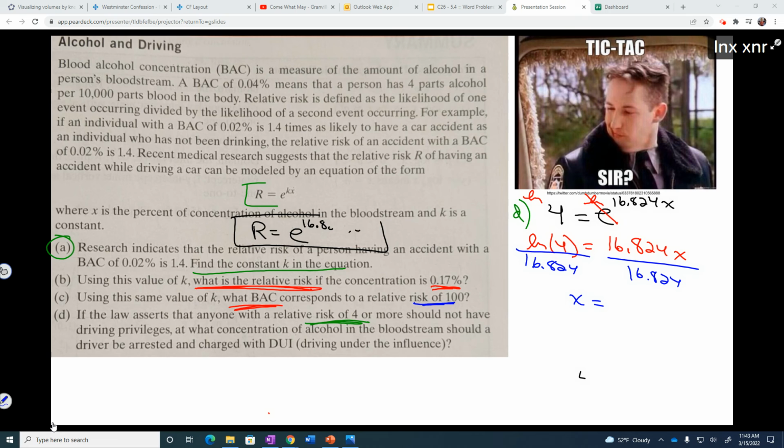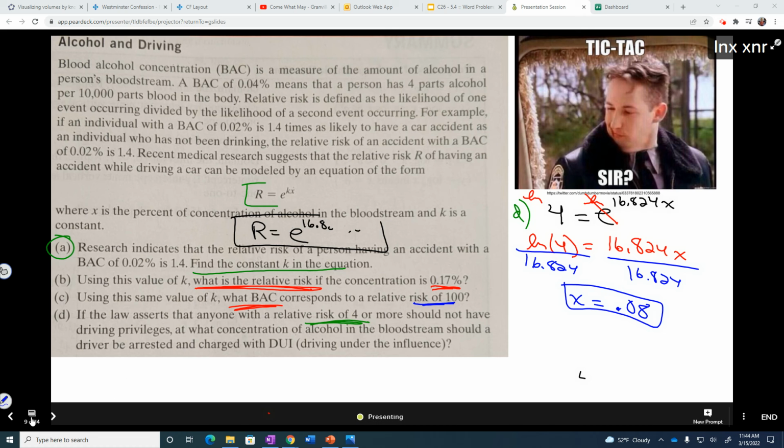We'll say there that it's 0.08. And that is the legal limit. If you're 0.08 or above, you do get charged with a DUI. So that person is 4 times as likely to have an accident as somebody else.